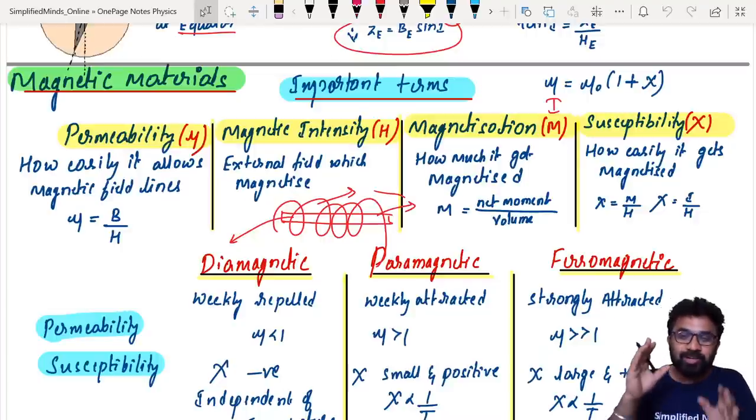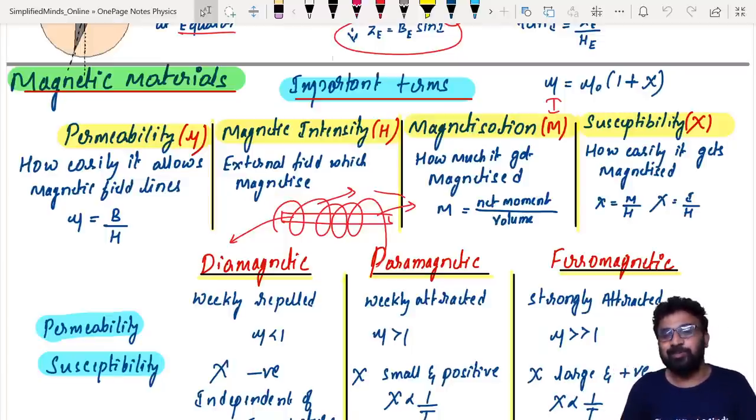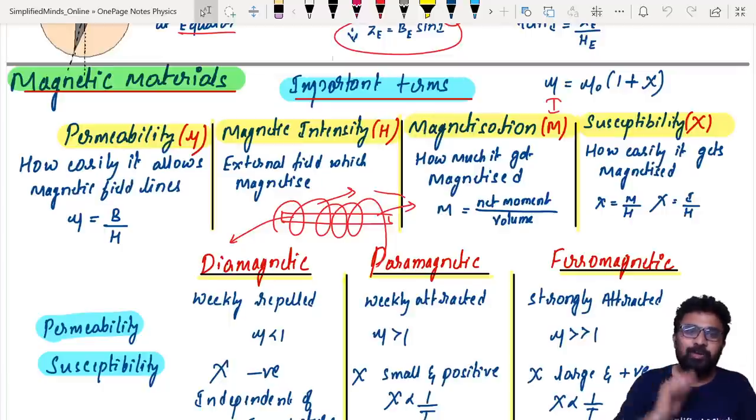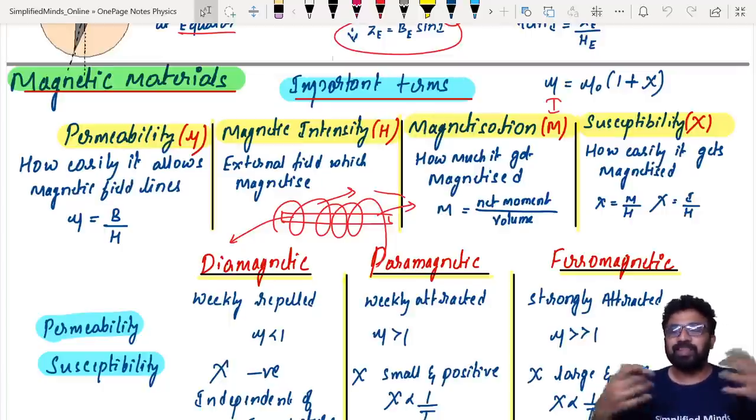If you're someone who doesn't get easily distracted or easily susceptible to the internet, these ads and all, then you can achieve a lot. Focus and determination is very, very important. But in this case, in magnetic materials, if the susceptibility is very high, it's very good, because it's getting magnetized, but generally you should not get susceptible to things that easily.